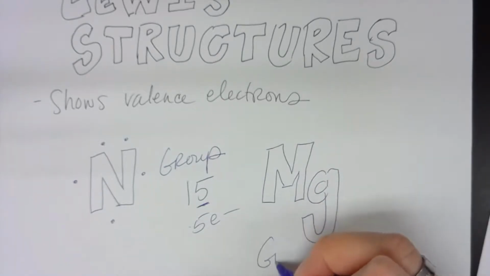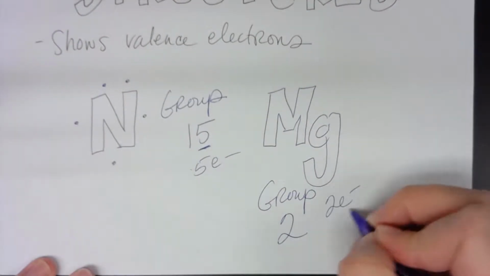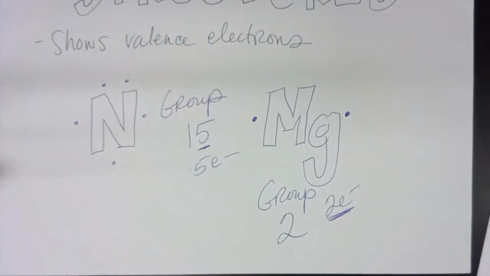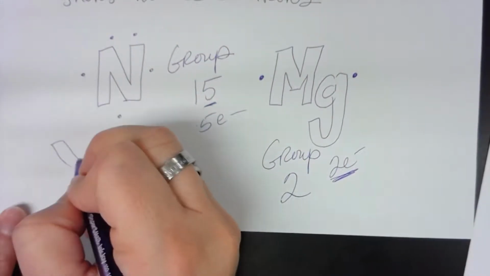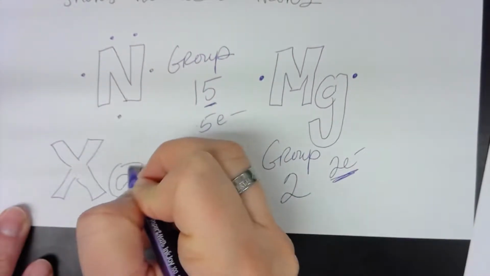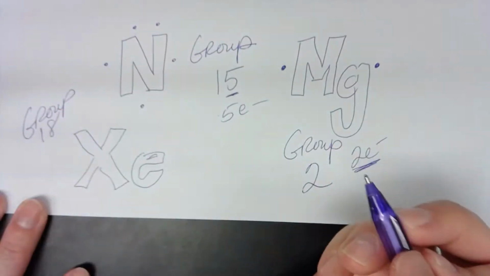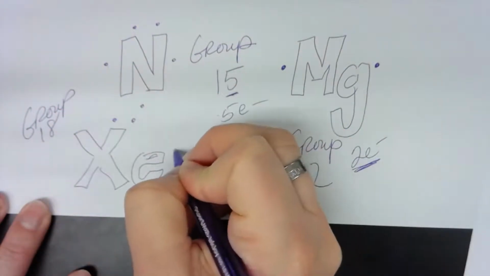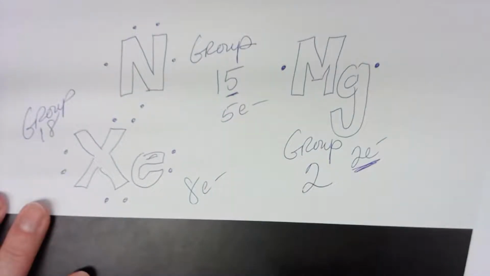Magnesium is in group 2. That means that there's 2 valence electrons in its outer shell, so we draw 2 dots. Xenon is in group 18. It is a noble gas, so it has a filled outer shell. We draw 8 dots.